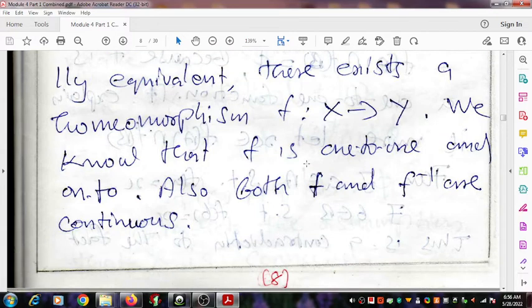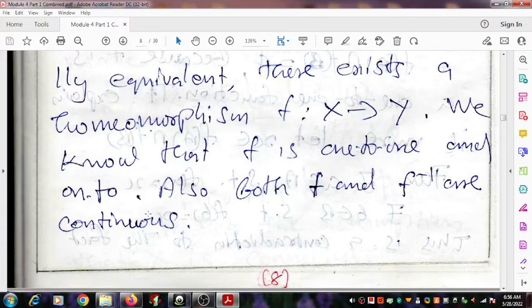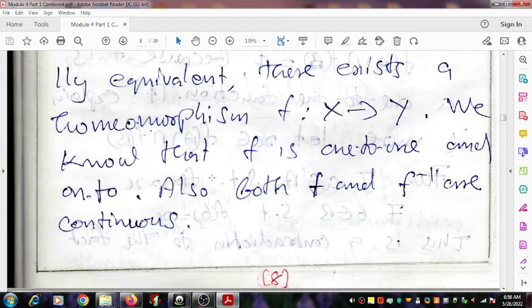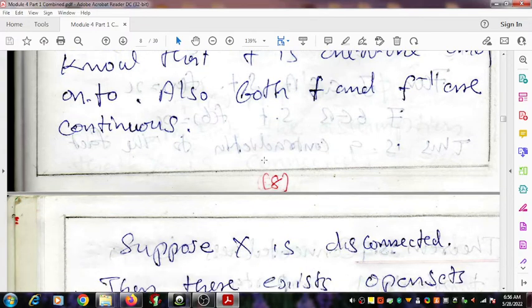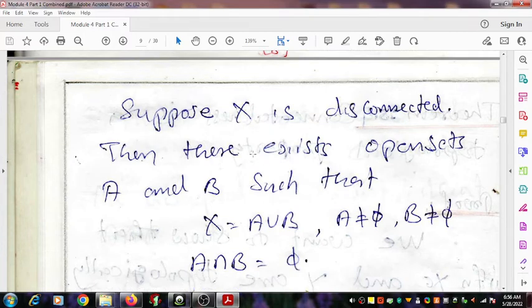And we know that when f is a homeomorphism, then f is 1 to 1 and onto. Also, both f and f inverse are continuous. Now suppose that X is disconnected. Based on this supposition, we want to show that Y is also disconnected. So whenever X is disconnected, we want to show that Y is disconnected.